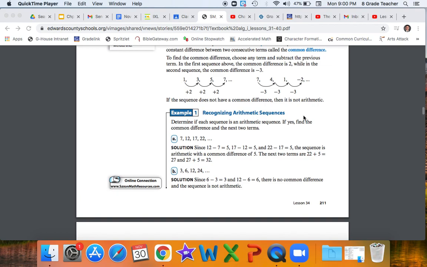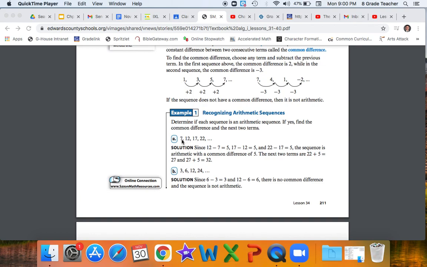In example 1, it says determine if each sequence is an arithmetic sequence. If yes, find the common difference for the next two terms. So here we want to look at each of these sequences of numbers and try and find what the next term is based on what we see that there is a common difference. So 7, 12, 17, 22. What is it going up by each time? Or using the strategy that we just learned, take a term and subtract the previous term.